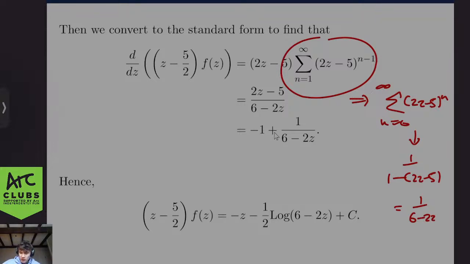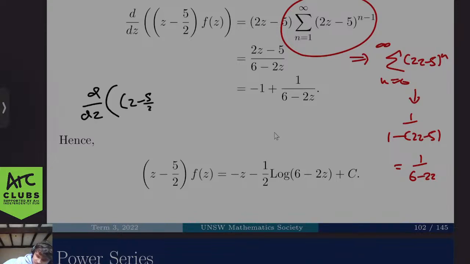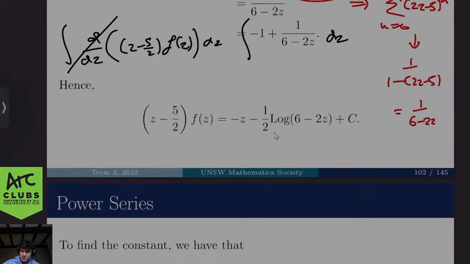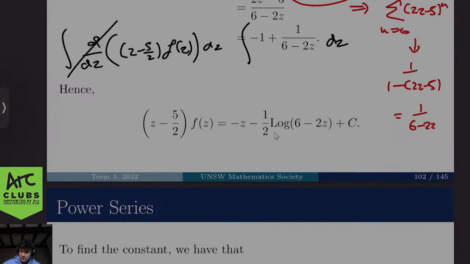All right, now, we haven't quite finished the question, of course, because there's still the problem that we haven't actually found f of z yet. If we look at our right-hand side, notice that we have this. So we clearly have to take an integral with respect to z to cancel out that derivative. And if we integrate this, it's clear to see that it just integrates to a log. So we get minus z minus half log of 6 minus 2z plus c.